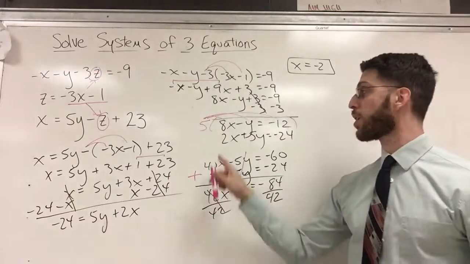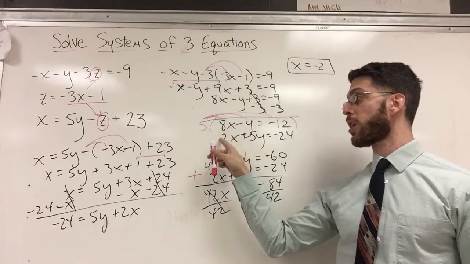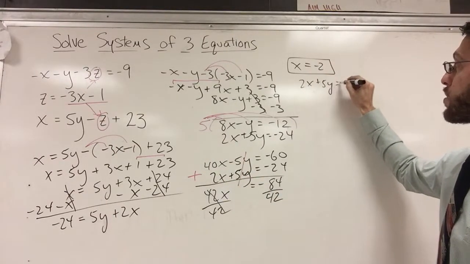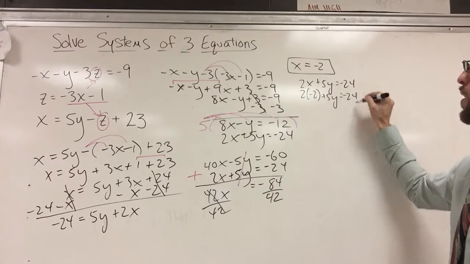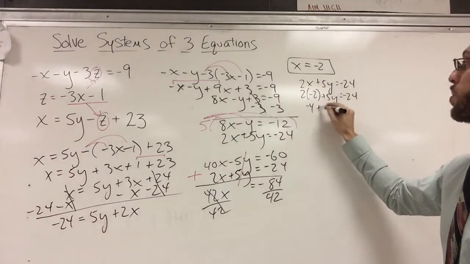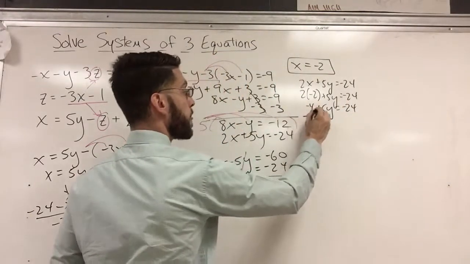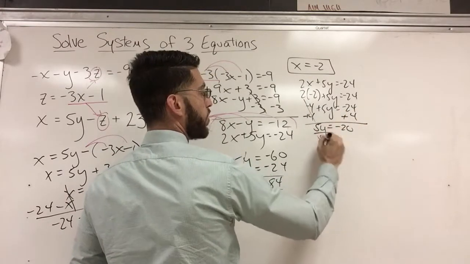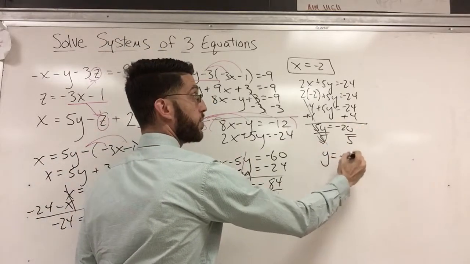Now that I have x, I can go back. I'm going to go back to one of these 2. So I'm going one step above. Pick my favorite equation. I'll go with the second one. That's 2x plus 5y equals negative 24. That's 2 times negative 2 plus 5y equals negative 24. I replaced or substituted the x with a negative 2. And that's negative 4 plus 5y equals negative 24. Add 4 to both sides. 5y equals negative 20, divide by 5, and we now have y alone. Y is equal to negative 4.